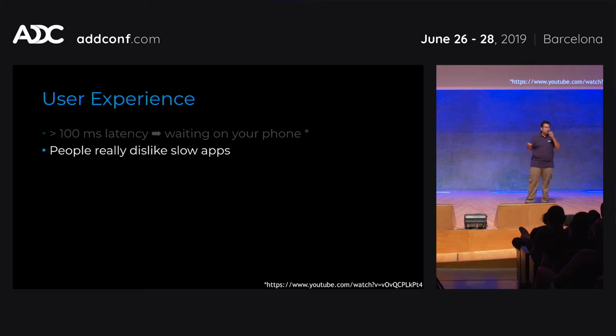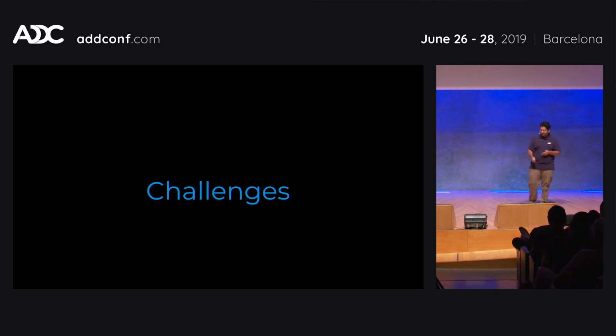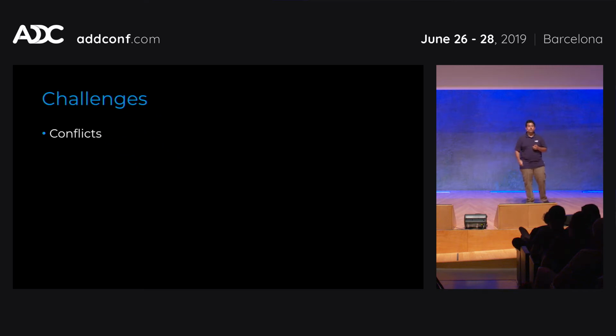But if WhatsApp was slow, nobody would use it. So now that we know why we're going to build offline-first apps, let's look at some of the challenges. First, conflicts. The minute you have multiple devices and a server, you're going to have conflicts to deal with.